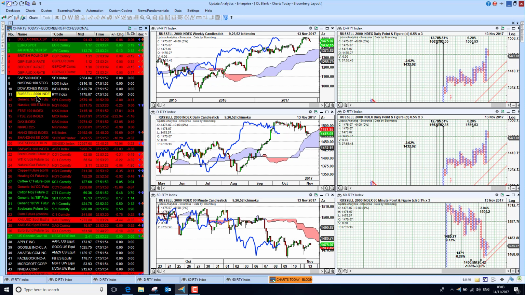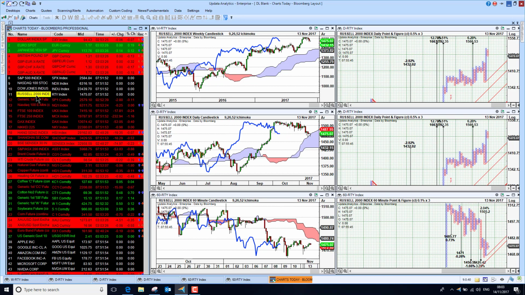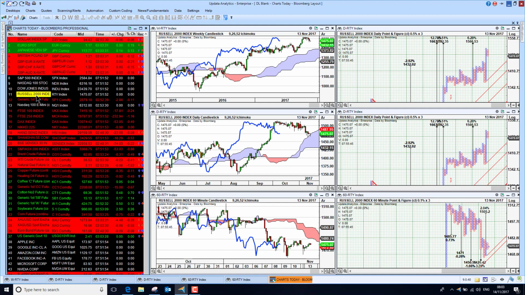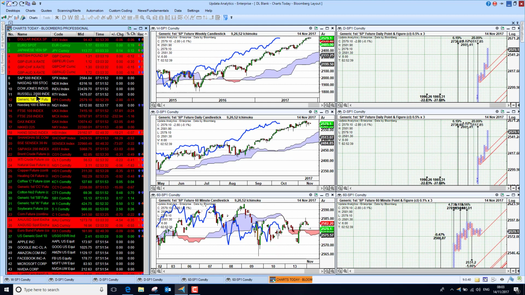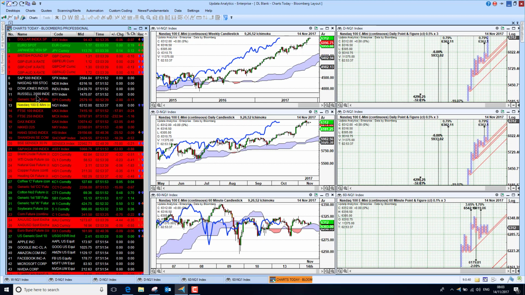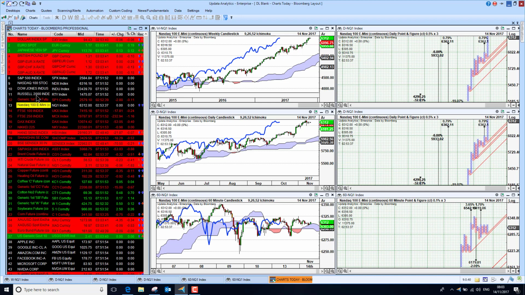And the Russell 2000 still below the cloud in the short term, just struggling to recover above the cloud here. So is looking a little bit more bearish. The S&P future down very slightly this morning, and the Nasdaq E-mini no change. So at the moment it's hard to call which way the markets will open.